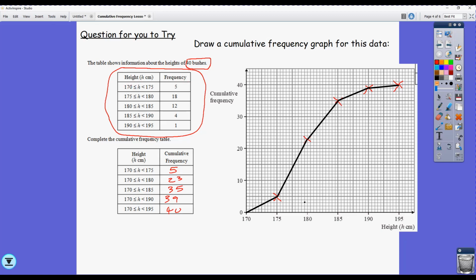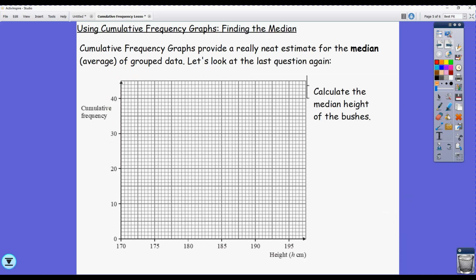So you would work out the midpoints, 172.5, 177.5, 182.5, and so on. You'd do midpoint times frequency, add up the midpoint times frequencies, and divide by the total frequency. That would be an estimate for the mean. Now we're going to find an estimate for the median using the cumulative frequency graph. So let's look at the last question with the bushes.